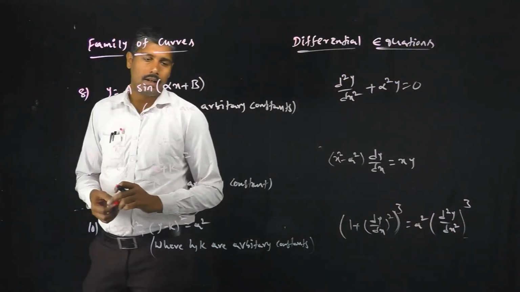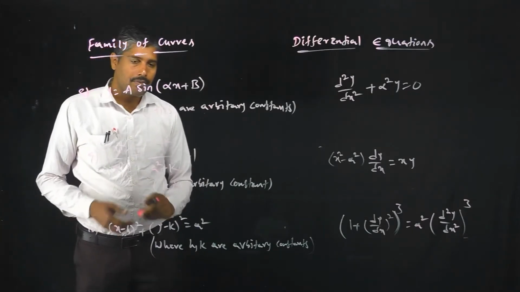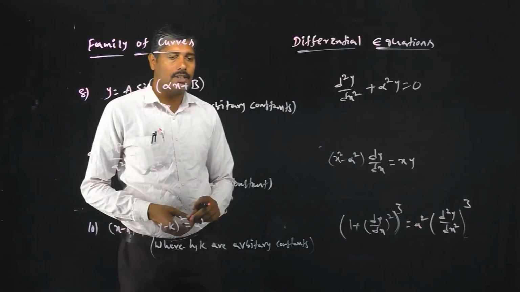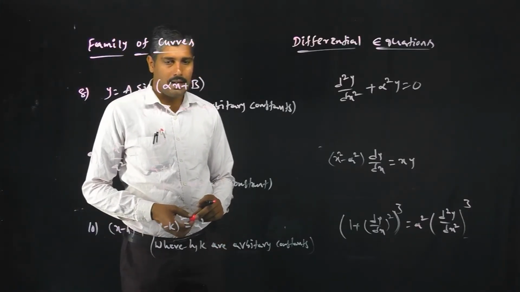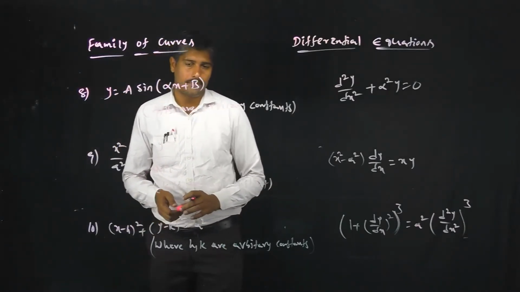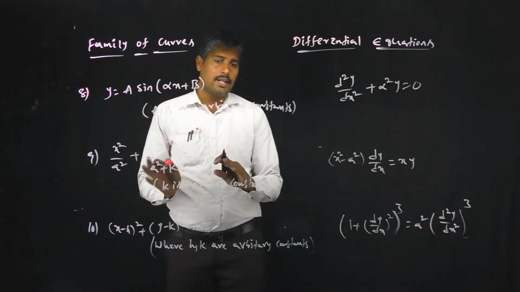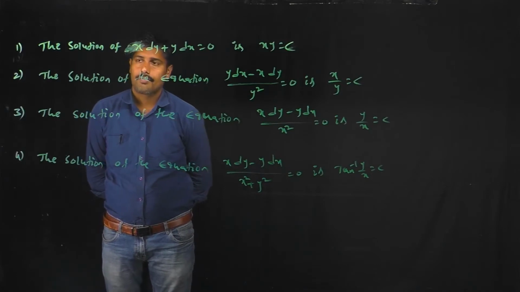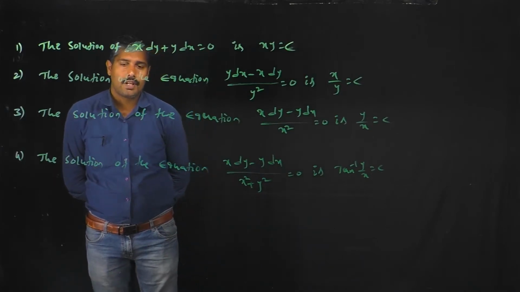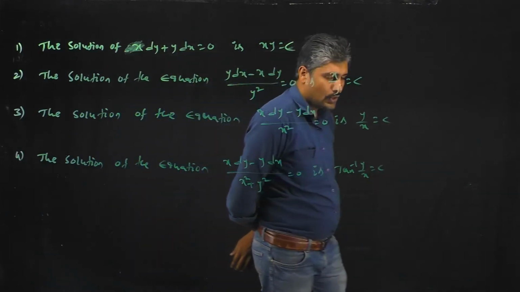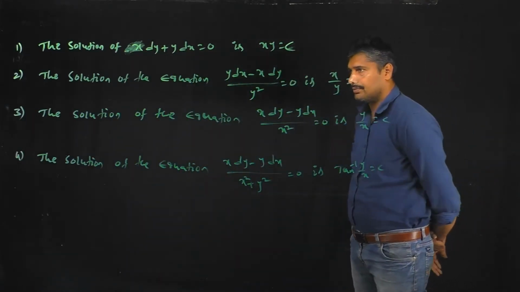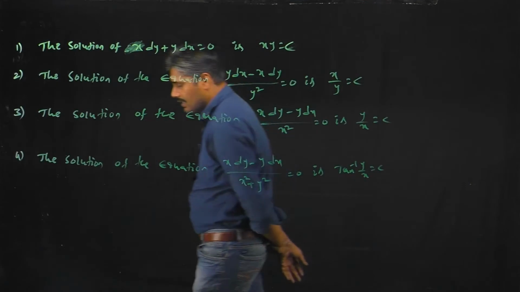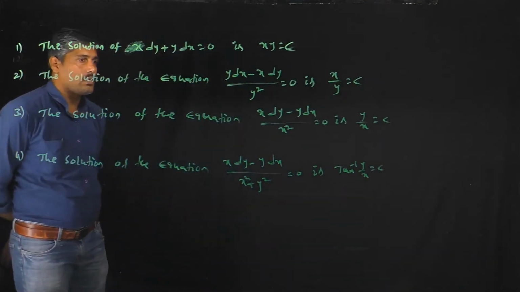Then we get the differential equation like this: [1 + (dy/dx)²]³ = α² (d²y/dx²)². Like that, when some particular curve is given, we get the differential equation. Likewise, when a differential equation is given, we get its solution; for some direct differential equations like this, we get the solution directly.